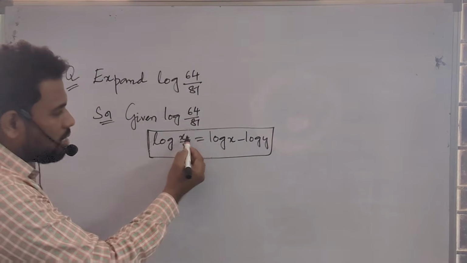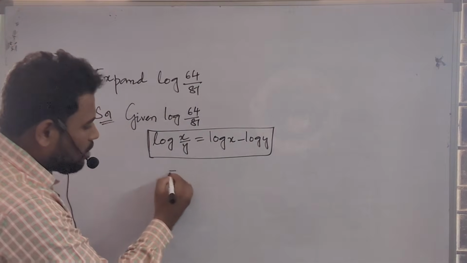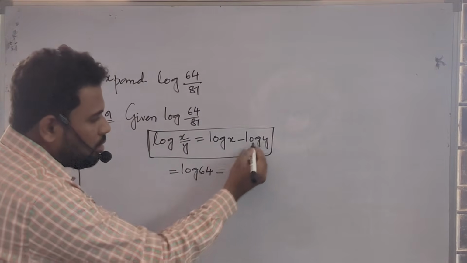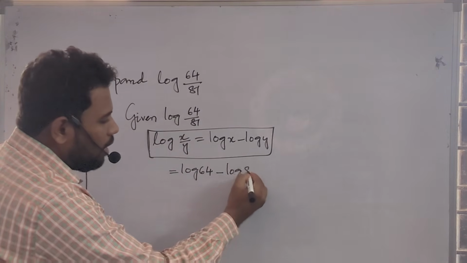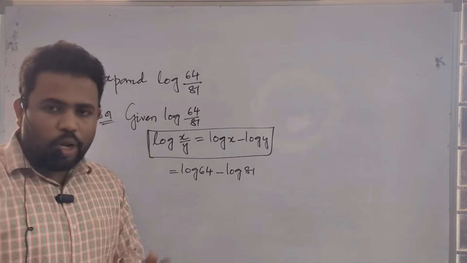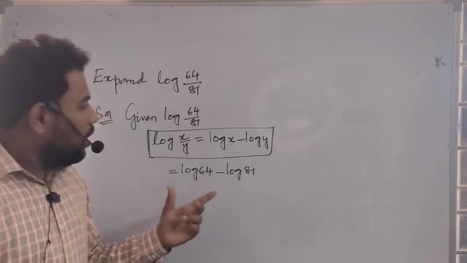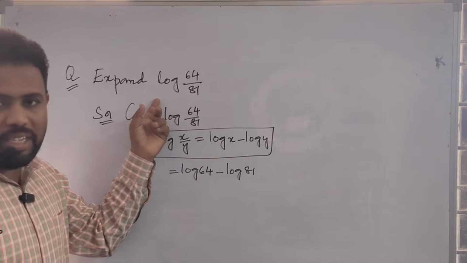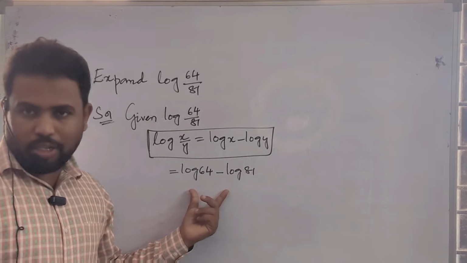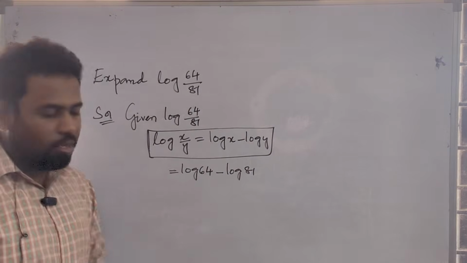So what is the value of x? x is 64. y is 81. So let us write here log 64 minus log 81. Now if you observe the board carefully, you can see that it has already expanded. In the given question, log is only for one term, a single logarithm, and after expansion we got two logarithms. So it is already in expansion form. Let us simplify more and come to the final answer.